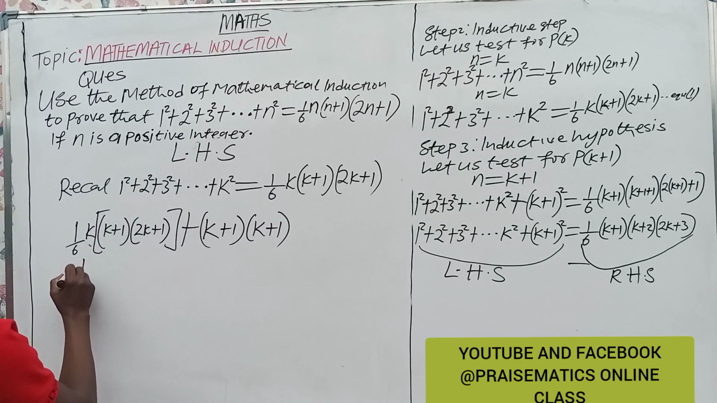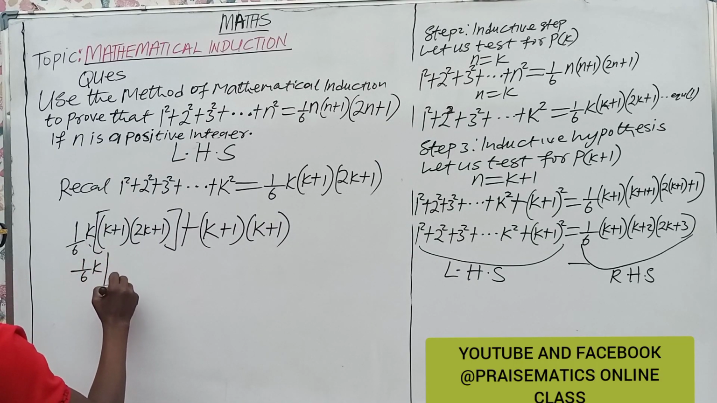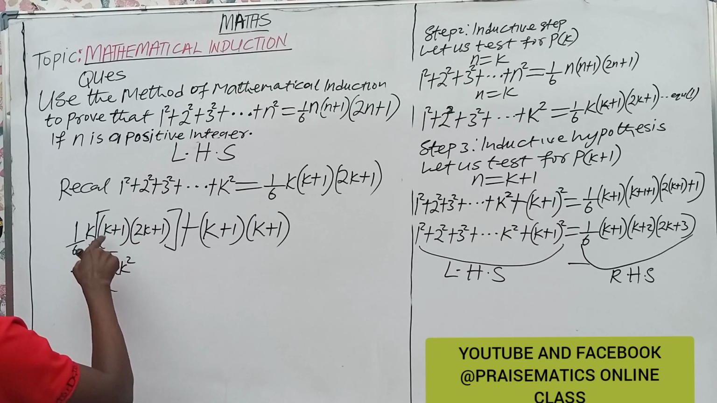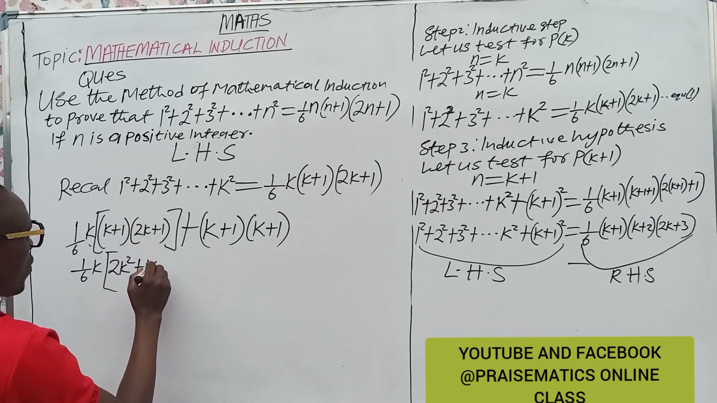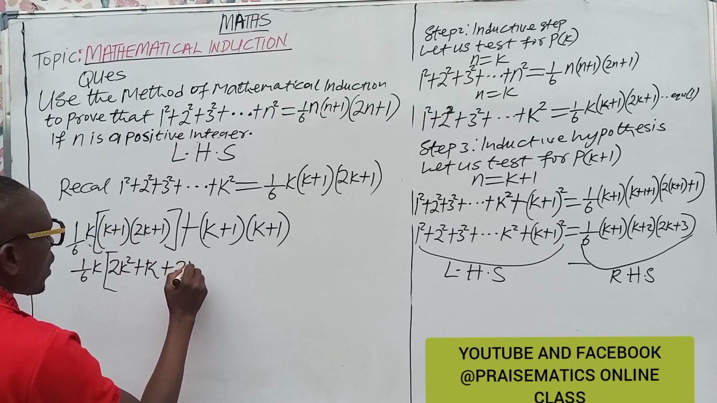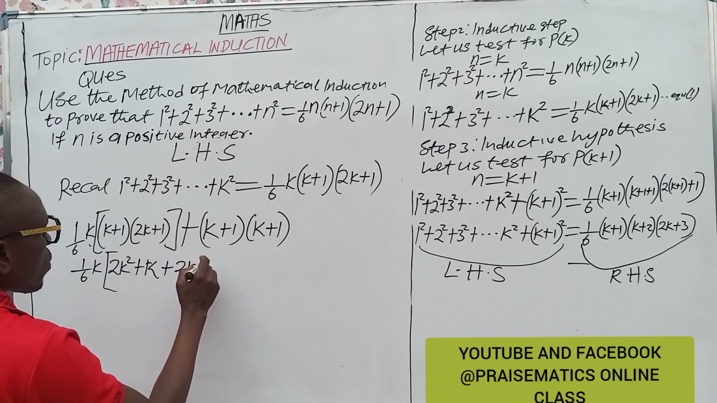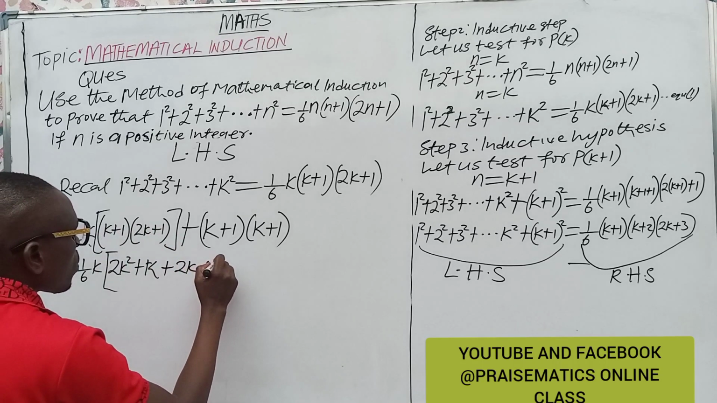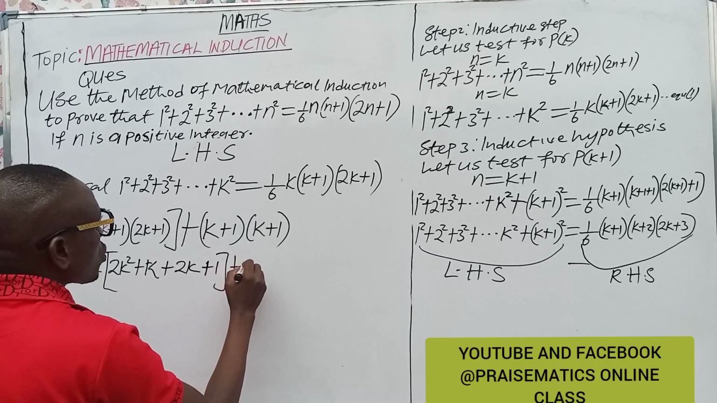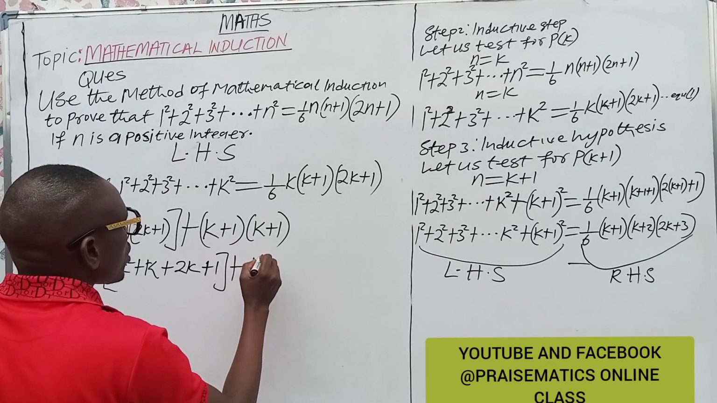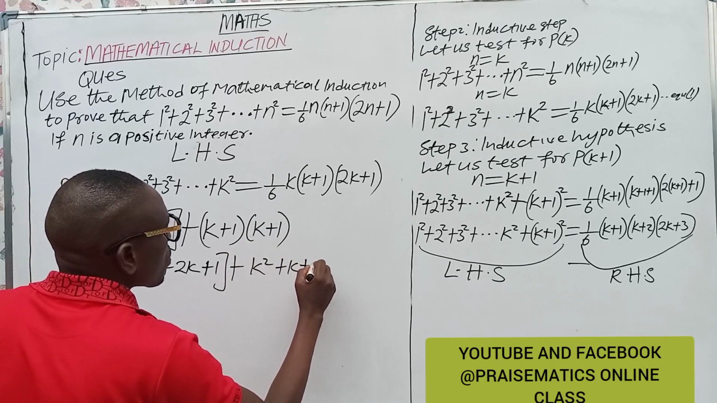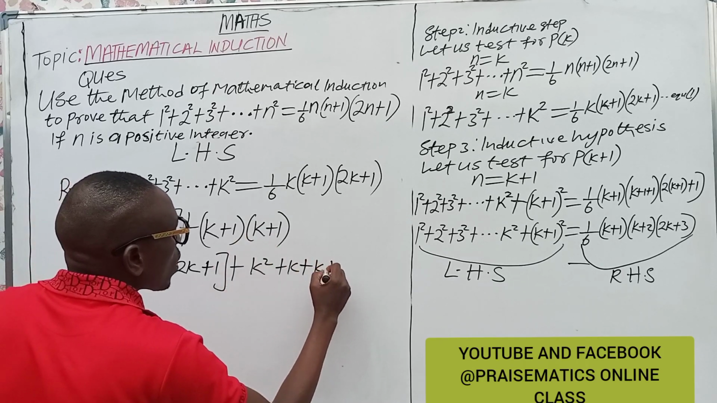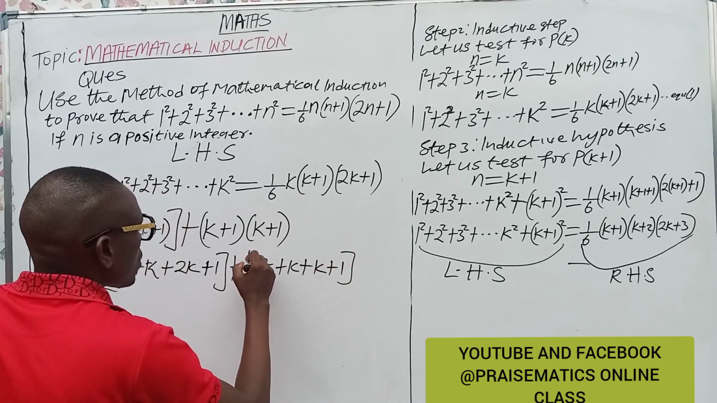Now what do we do here? 1 over 6k in bracket. K times this, we have 2k squared. K times this, we have k. 1 times this, we have 2k. 1 times 1, we have 1, close it. Plus k times k squared, k times 1 plus k times 1 plus k, 1 times 1 is 1, close it.